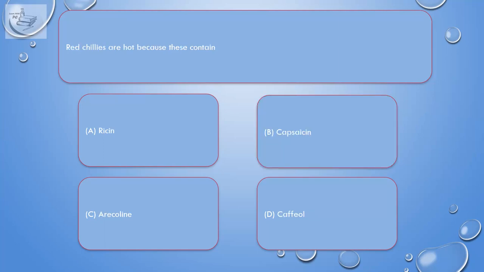Question: red chilies are hot because these contain A. Ricin. B. Capsaicin. C. Arecoline. D. Caffol. Correct answer is B. Capsaicin.